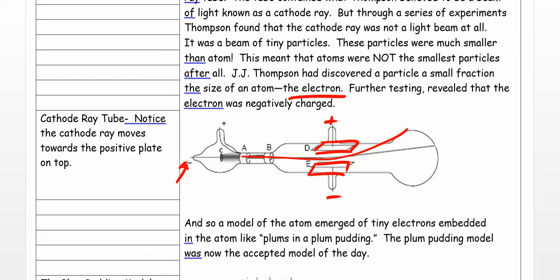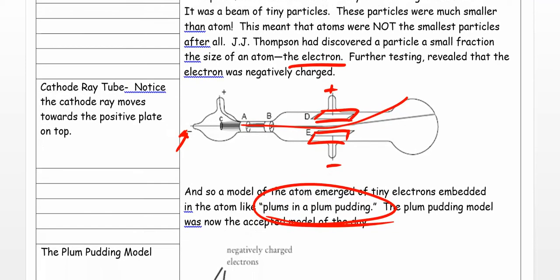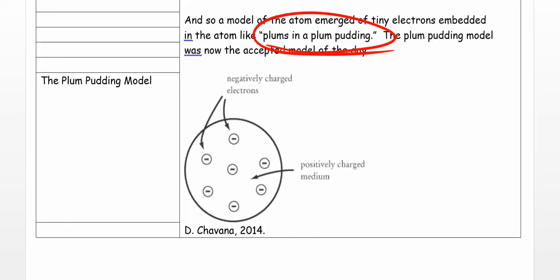And so a model of the atom emerged of tiny electrons embedded in the atom like plums in a plum pudding. Very important that we remember that phrase, like plums in a plum pudding. So let's take a look at that model. This is it. So it was no longer believed then, after J.J. Thomson's experiment, the atom was simply a sphere. But now we believe it to be a sphere with particles, negatively charged, very small particles called electrons, embedded throughout, like plums in a plum pudding.